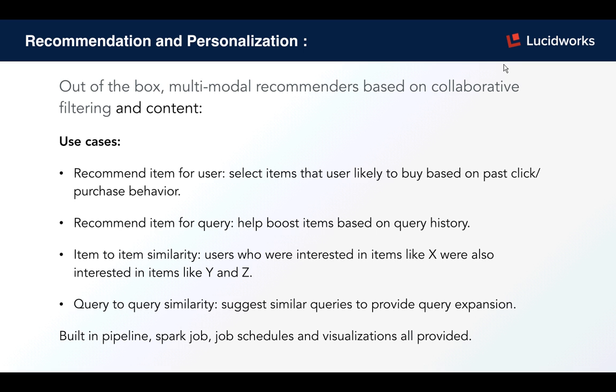Two side products we get from this recommendation engine are the item-to-item similarity matrix, for example, users who are interested in items like X are also interested in items like Y and Z, and we can put it in the sidebar. Also, we have a query-to-query similarity matrix that can help us suggest similar queries to provide query expansion functionality. And recently, we made a lot of improvements on the UI and the pipeline side, so that the pipeline, Spark job schedulers, and visualizations, all these components are stitched together for very easy implementation, which only takes a few clicks.